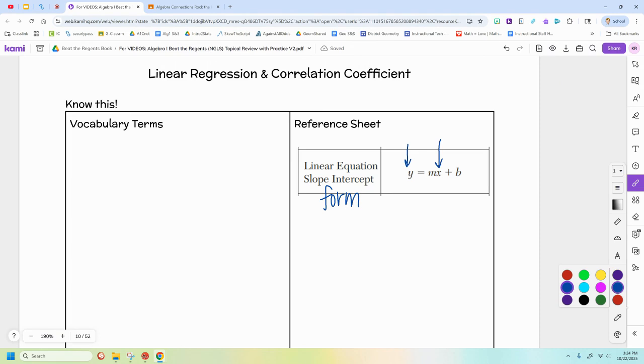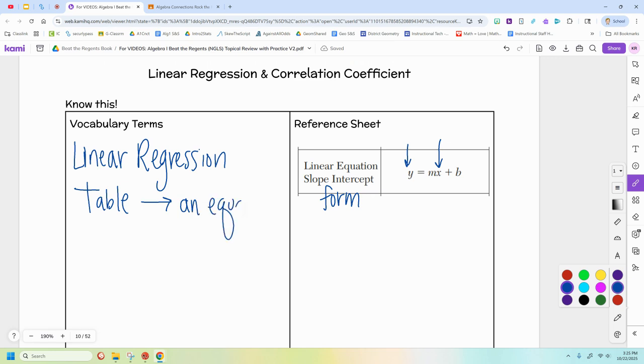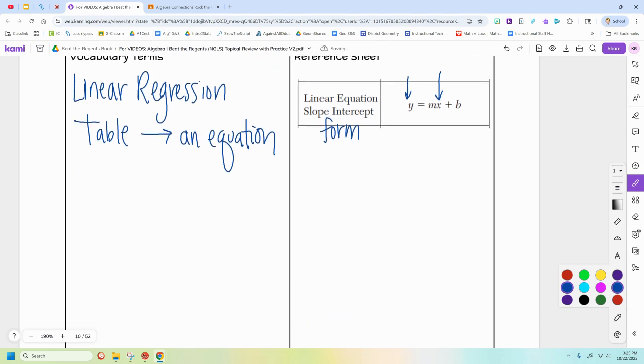Essentially, here we go, linear regression. Basically, that means you're going to take a table and change it into an equation. The table, though, does not have a perfect pattern. So that means this equation is going to be bouncing around those data points that we have.